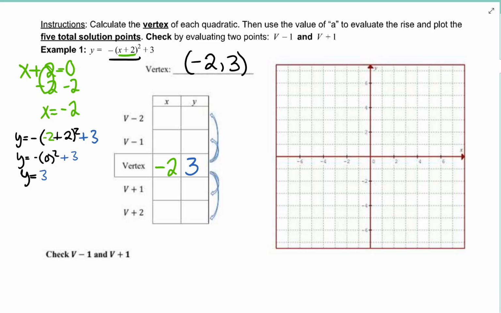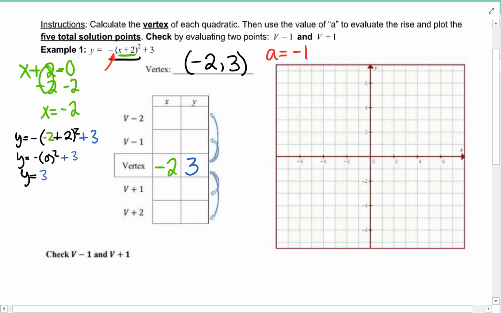Now what is A? A is the number being multiplied in front, and that is negative 1. So I'm going to plot my vertex at negative 2, 3.